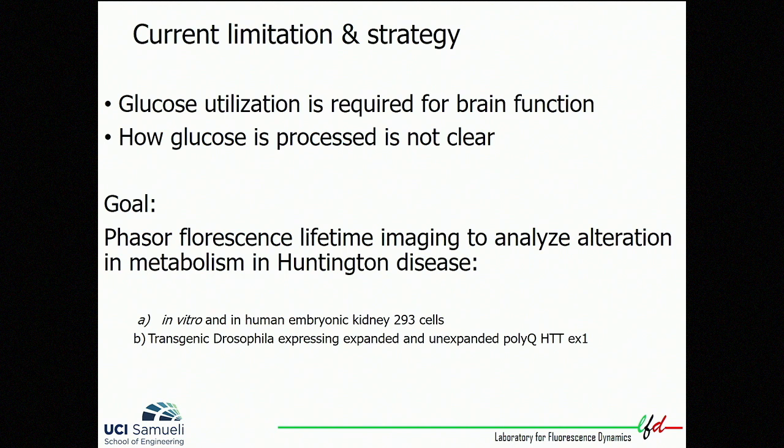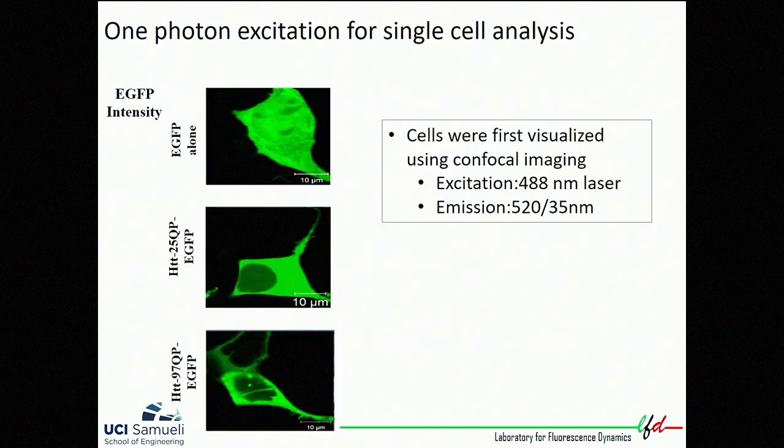And we used two different approaches. One is an in vitro model using human embryonic kidney cells, and the other is a transgenic Drosophila with expanded and unexpanded polyQ HTT exon 1. So the first thing to do was to express the Huntington protein. Here we have just the GFP alone. Here's the normal wild-type Huntington protein, which has a length of 25 repeats. And here we have the 97 polyQ repeat.